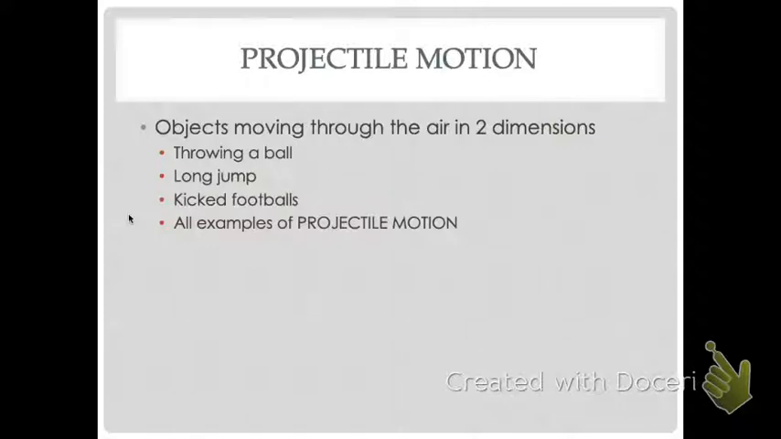Is a line drive in baseball projectile motion? Yeah, it's eventually going to hit the ground, right? Eventually it's going to drop. So although it might come off the bat moving horizontally, it's eventually going to hit the ground. What about a golf swing or golf ball? Yeah. All of these things are examples of projectile motion. Anything that travels in that arced path.